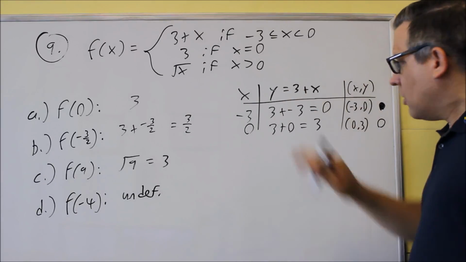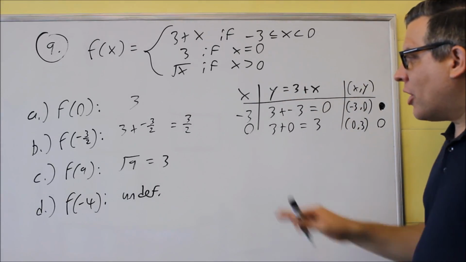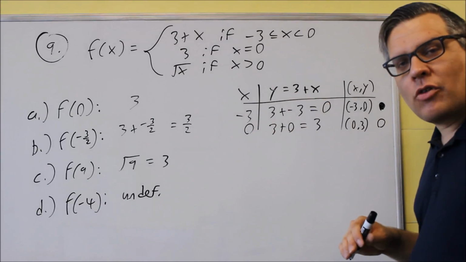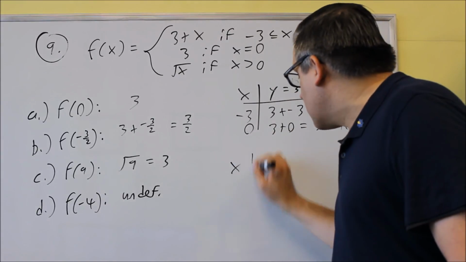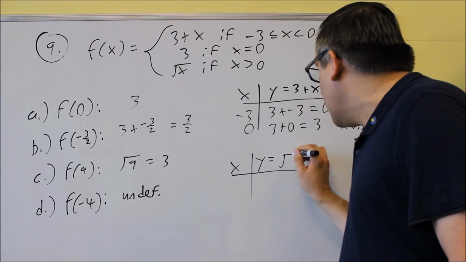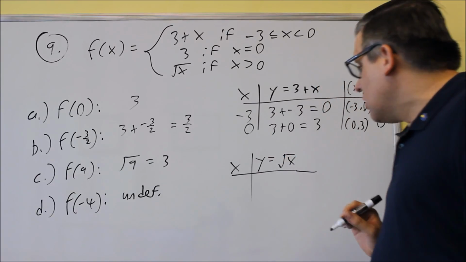So that's my first plot for my table. I'll do the graph in a second. I just want to get the table values first. Okay, now next. The next one I'm going to look at is y equals square root of x.